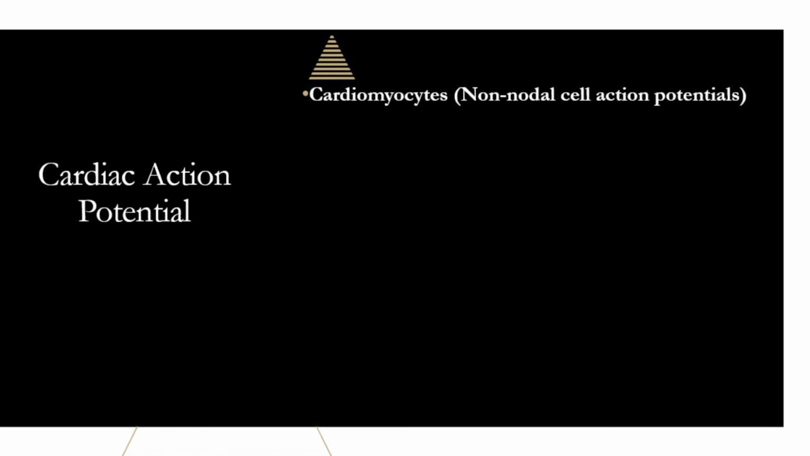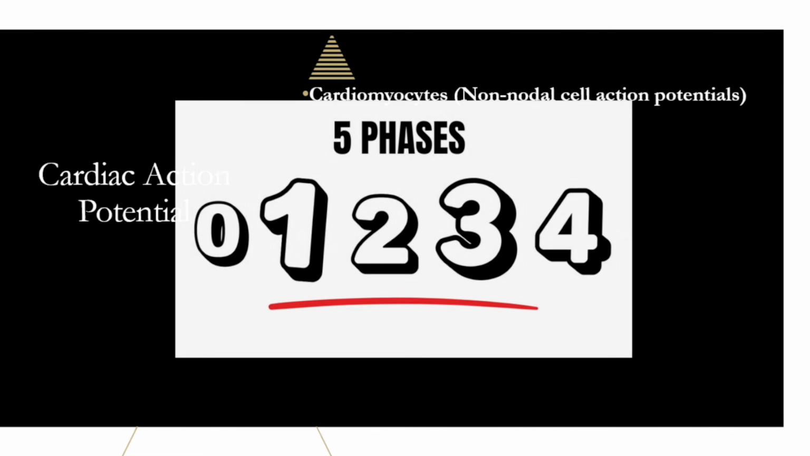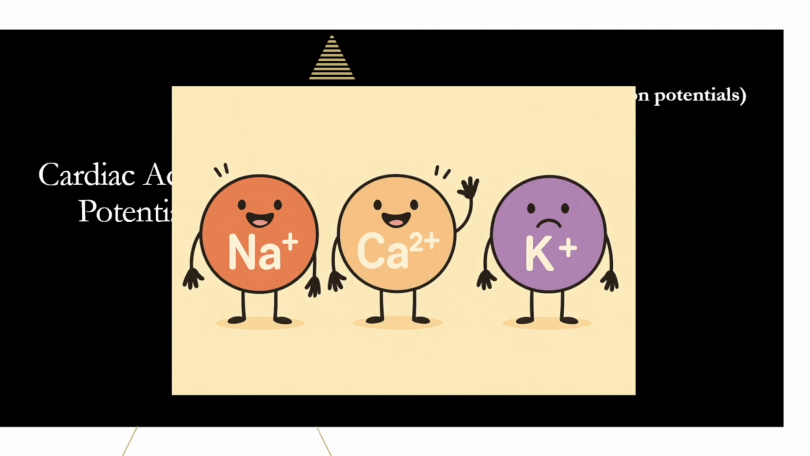Let's first start with the action potential of the cardiomyocytes. Now, before breaking down each phase, there's a few simple facts to keep in mind. First, there are 5 phases: 0, 1, 2, 3, and 4. Next, there are 3 players in the game: 3 major ions, sodium, calcium, and potassium, all positively charged. And then finally, at rest, the inside of the cardiac cell sits at about negative 90 millivolts, making it relatively negative compared to the outside.